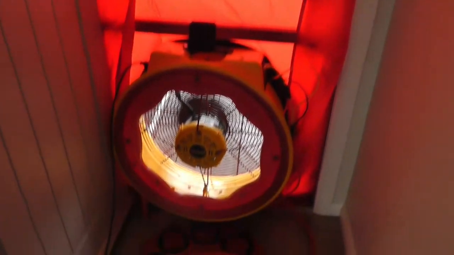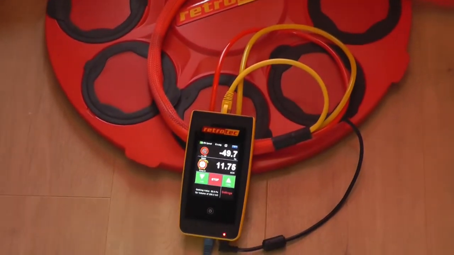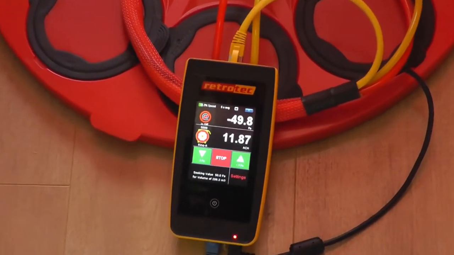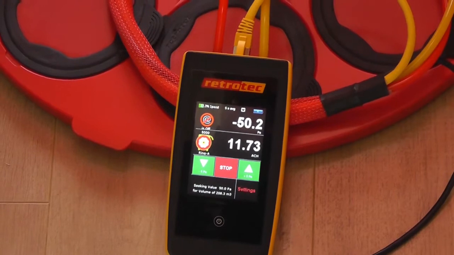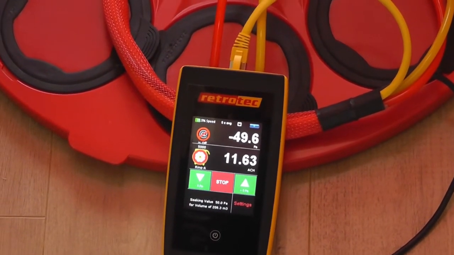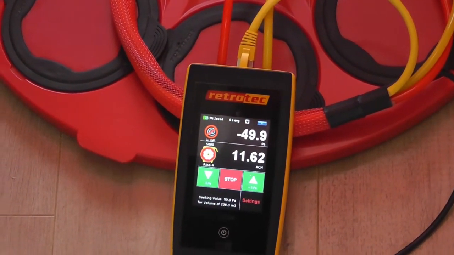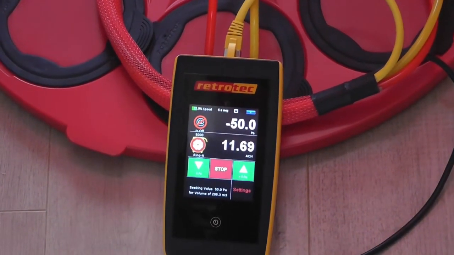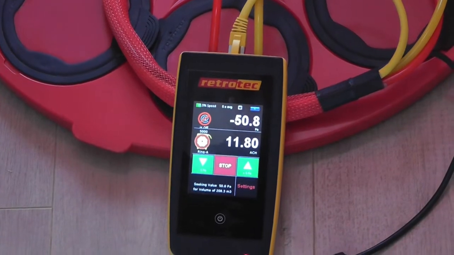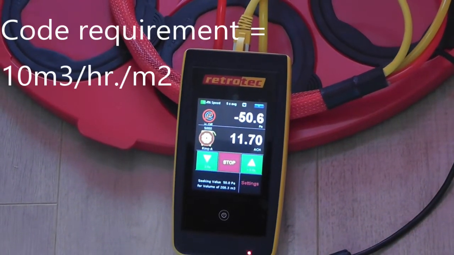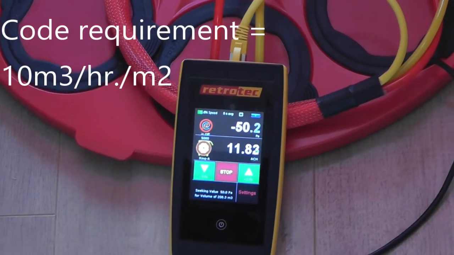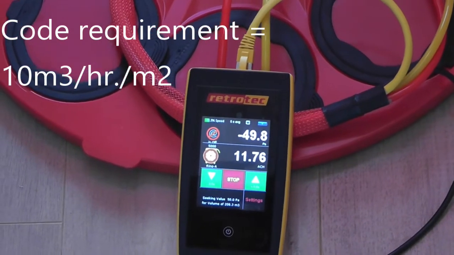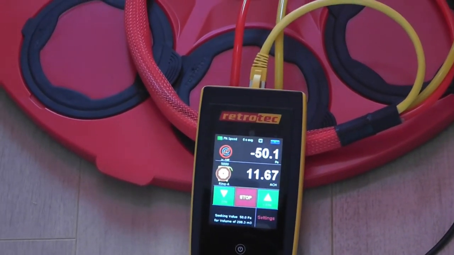So as you can see, the door's running. We're about 49.9, 49.8, around the 50 pascals, and 11.6 air changes per hour. Now, with our current standard being 10, this is below standard and very leaky. So we'll have a bit of a wander through the house and check where those leakage points are.